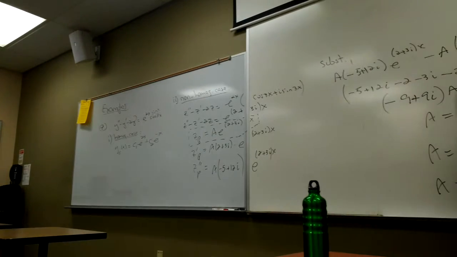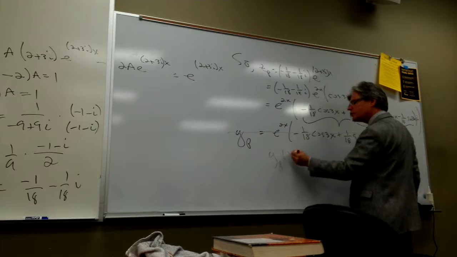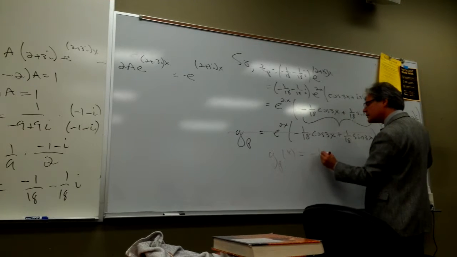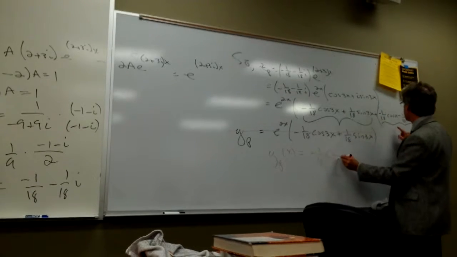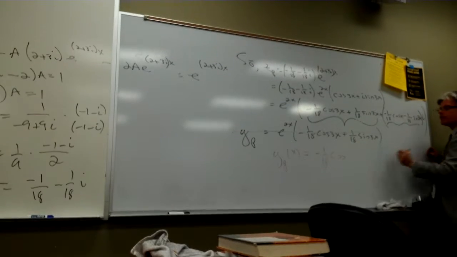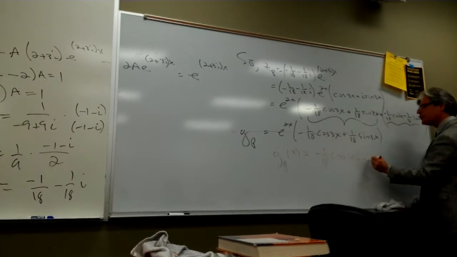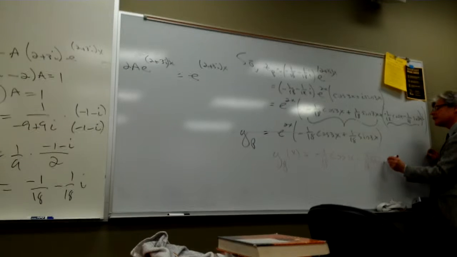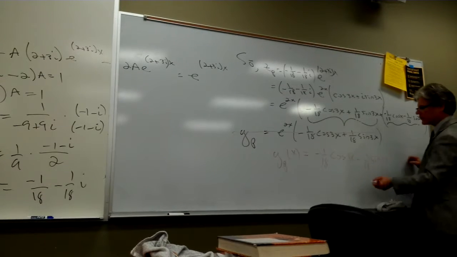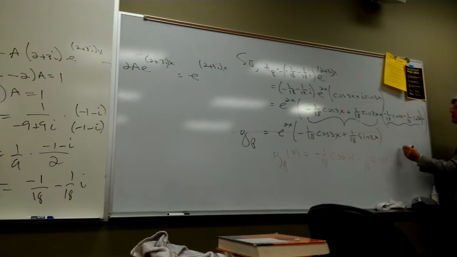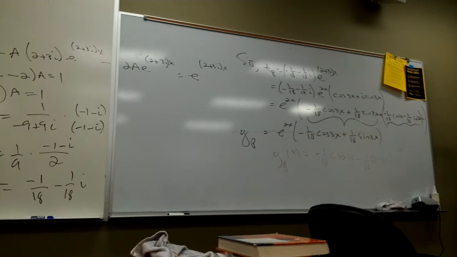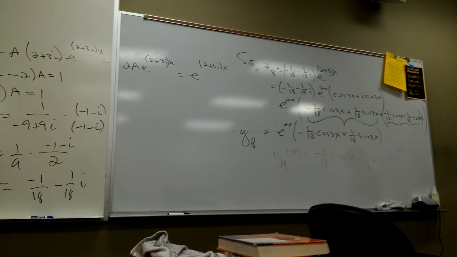Nothing changes until I finally write down my particular solution. I think my particular solution as a function of x is going to be negative 1/18 cosine of 3x, I forgot my 3 by the way, minus 1/18 times the sine of 3x. Stop. No, I'm in business. That's my point. Is everybody there?